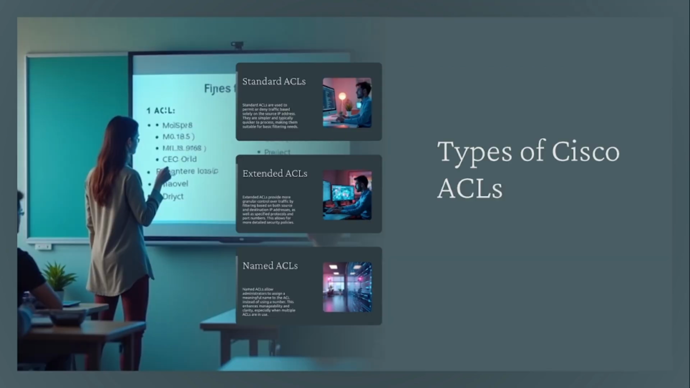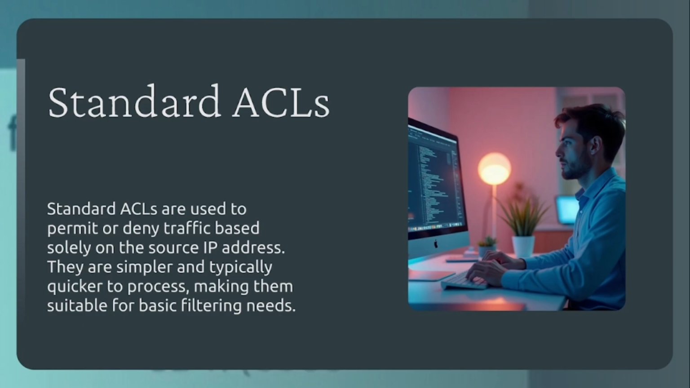Now, what are the types of Cisco ACLs we have? We have standard ACL, extended ACL, and named ACL. These three types. So what is the standard ACL? Standard ACLs are used to permit or deny traffic based solely on the source IP address. It only takes into account the IP address. It doesn't take into account any port number or protocol number. And only the source IP, meaning where the traffic is originating from, but not the destination where the traffic is destined to.